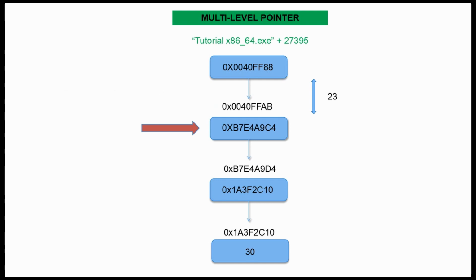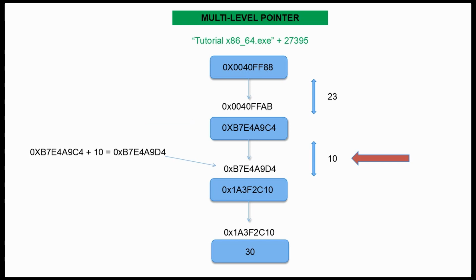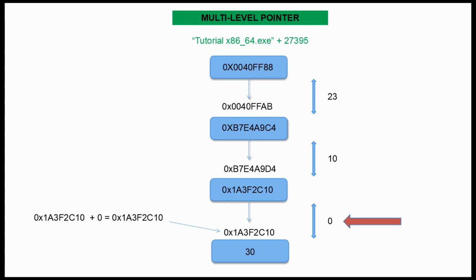In that address we have another address. This address has a 10 offset. So when we add 10 to that specific address, we get another address. If we go to that address, we will get another address. This time, this address doesn't have any offset. So the pointer goes to that address directly. In that address, it will perform tasks like storing, reading, or modifying the value in it.